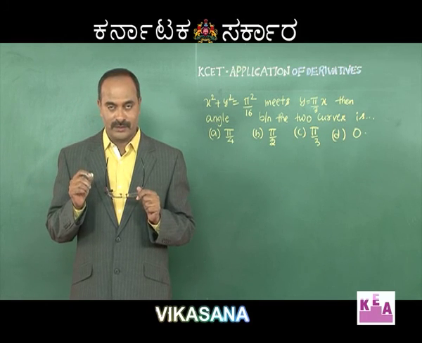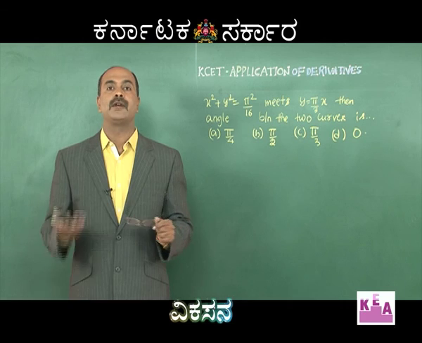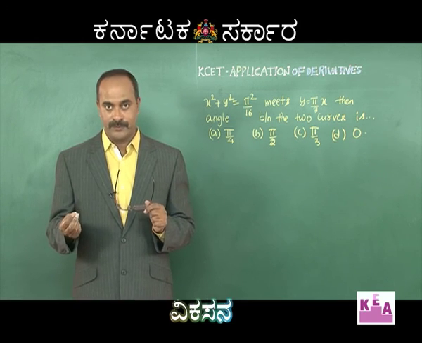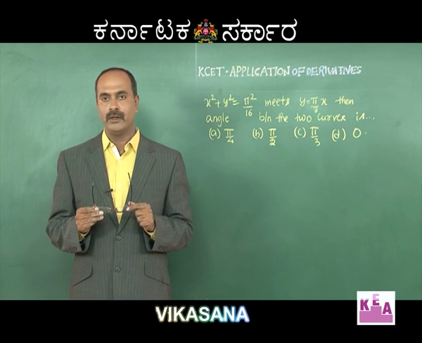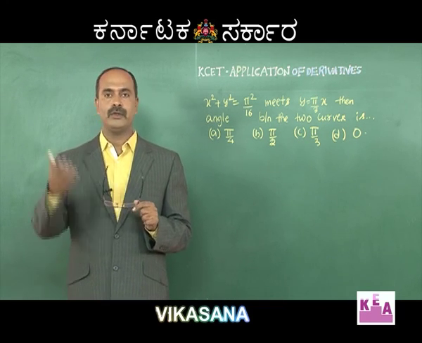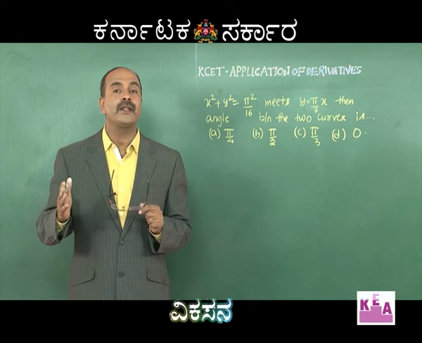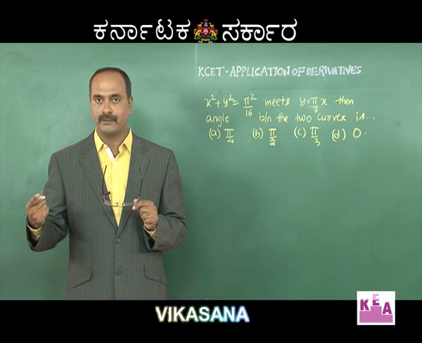Dear students, what is the angle of intersection between two curves? The angle of intersection between two curves is given by a simple formula: tan theta is equal to modulus of (m1 minus m2) divided by (1 plus m1 m2). Using this we can find out theta. But what if one is a curve and the other one is a line?